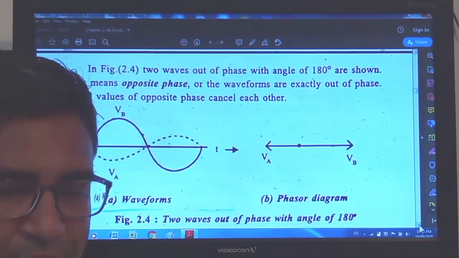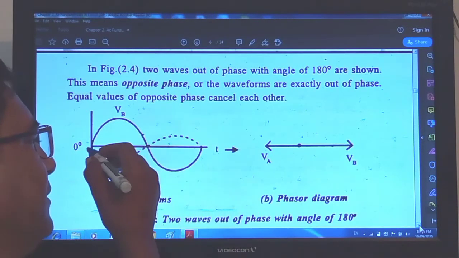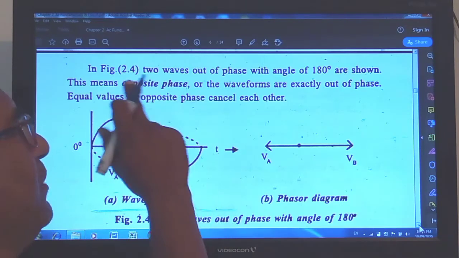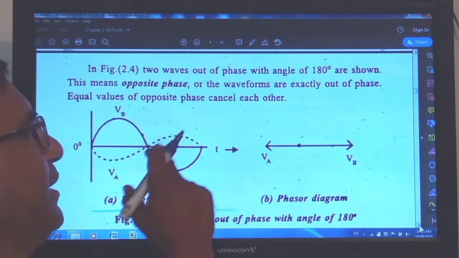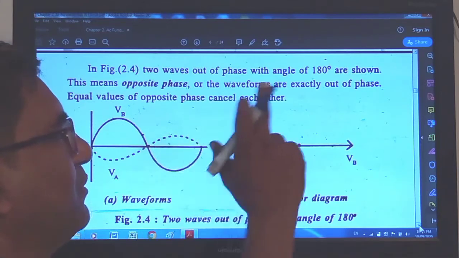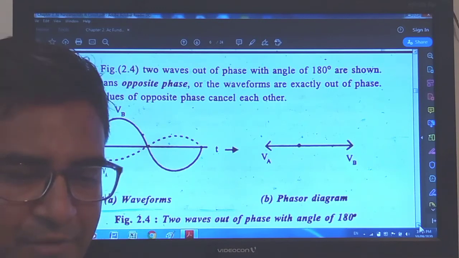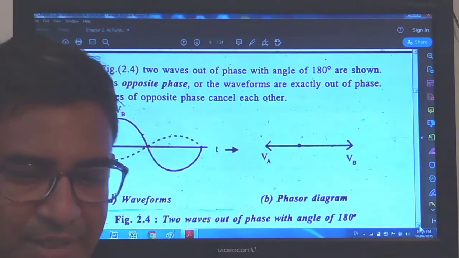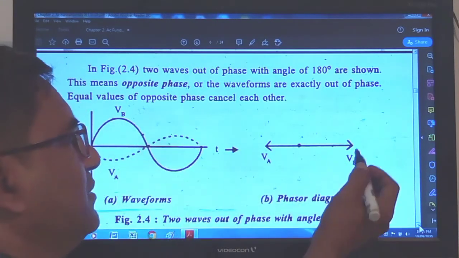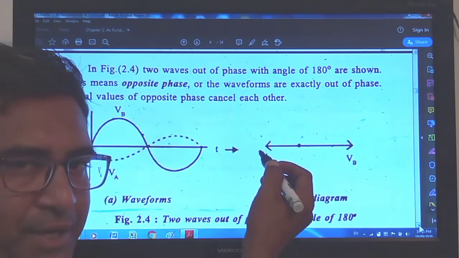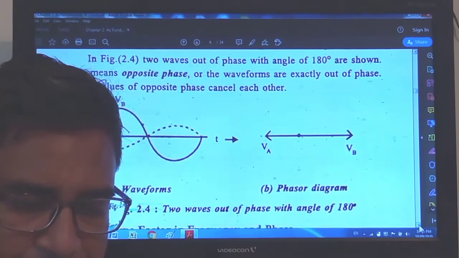Then the first wave is this one and the dotted one indicates the second wave, which are out of phase by an angle of 180 degrees. From here to here the difference is 180 degrees, as shown. This means opposite phase, or the waveforms are exactly out of phase. They are out of phase by 180 degrees, and equal values in opposite phase cancel each other. In the phasor diagram, the first value is VB and the second is VA, so the total phase difference between both waves is 180 degrees.